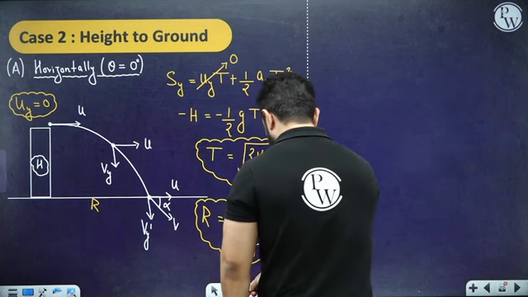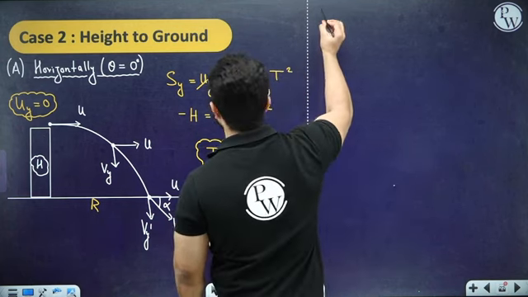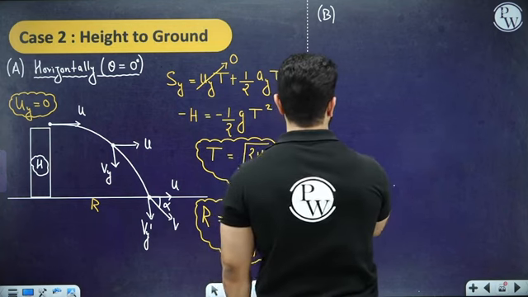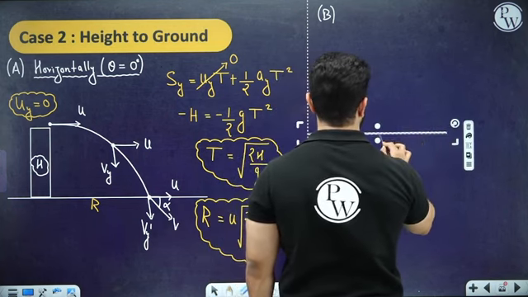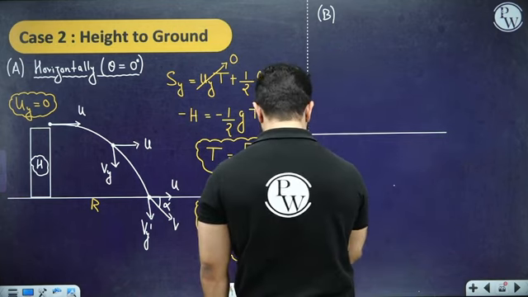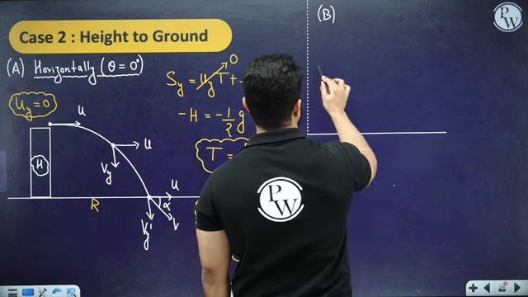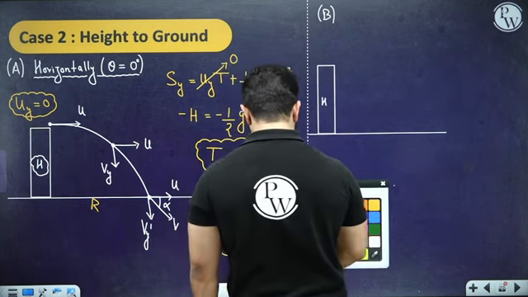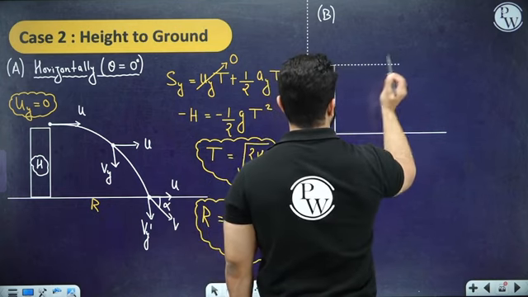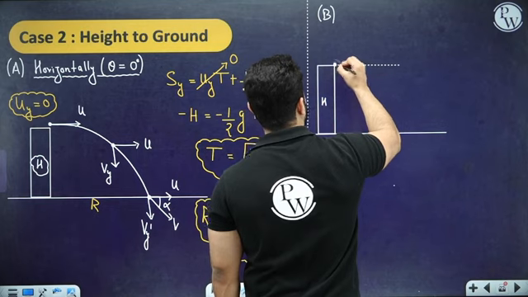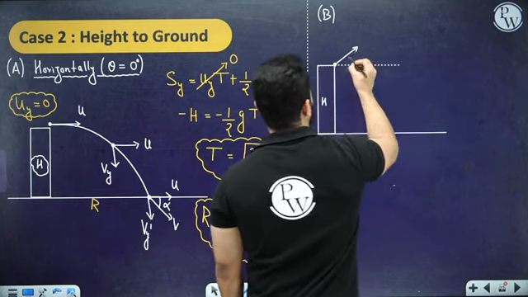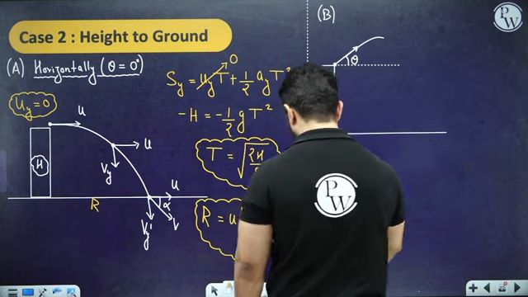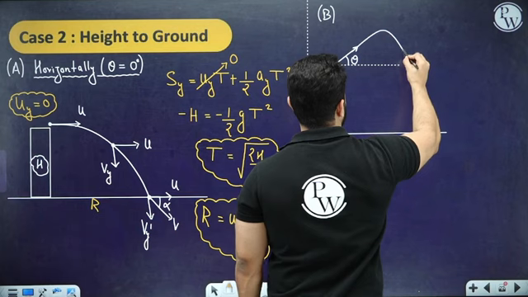The other case over here is if the particle is thrown at an angle. That means we have got a tower which is on the ground, of height h. This is a line parallel to the horizontal axis, and the projectile is being thrown at an angle, something like this. Let's say this is theta. So now the projectile will first attain a height and then it will fall back.